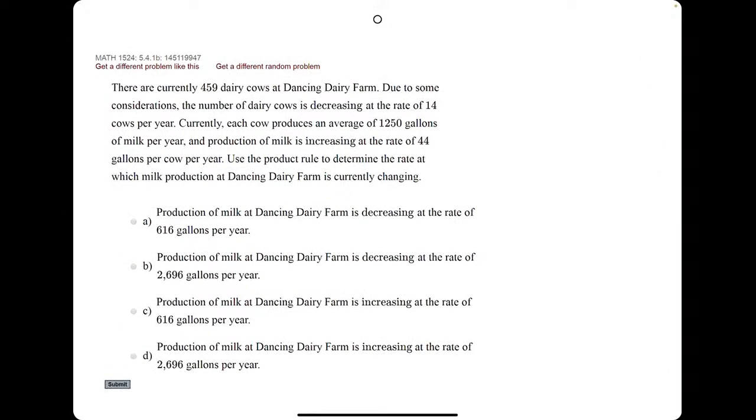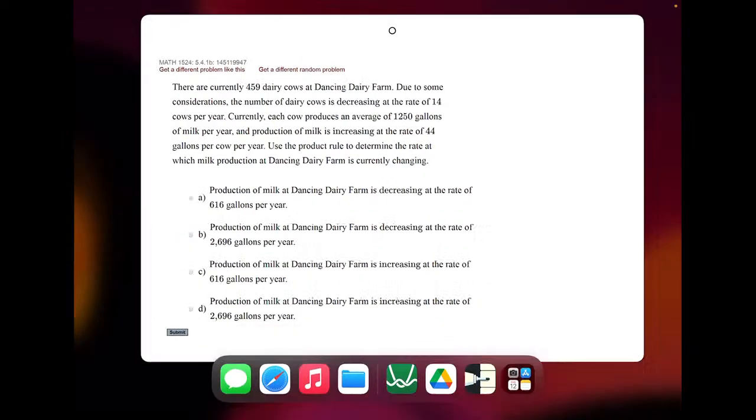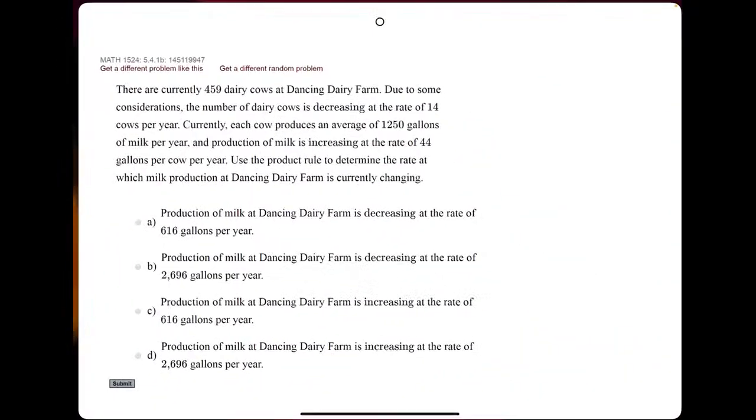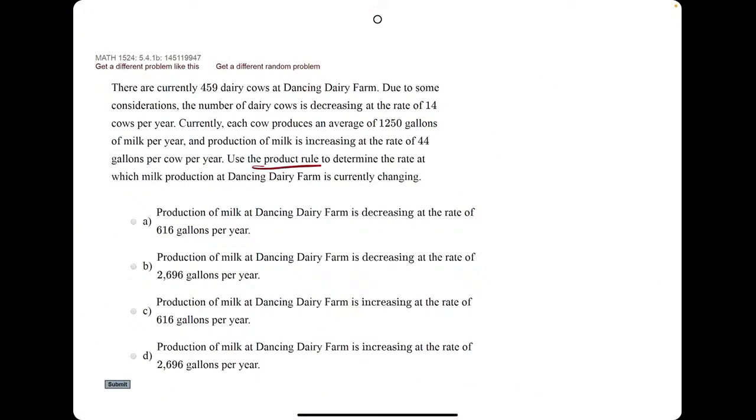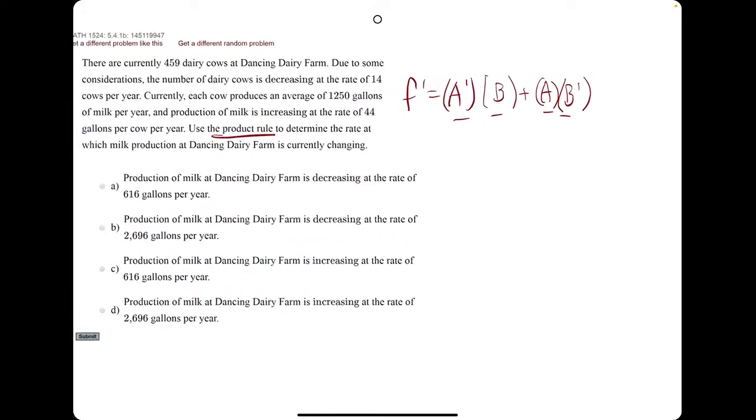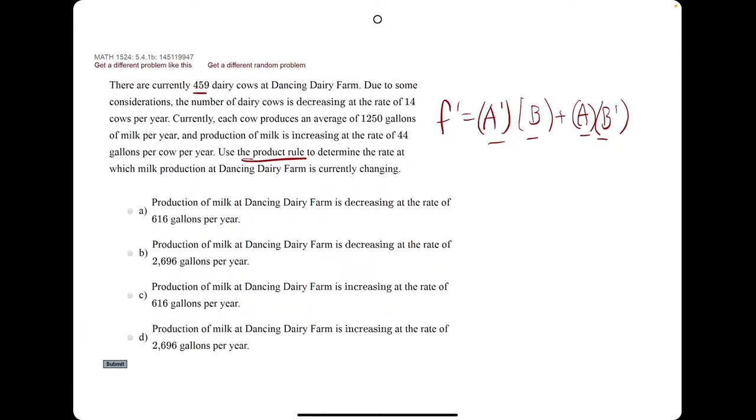So they give us some information about cows. In the other example, they mentioned schools and students and stuff. Same process for both of them. They say use the product rule, which I'll call A times B prime plus A prime times B, which has 4 values that are multiplied and added together. And they happen to give us 4 values. It's just a matter of identifying them and labeling them.